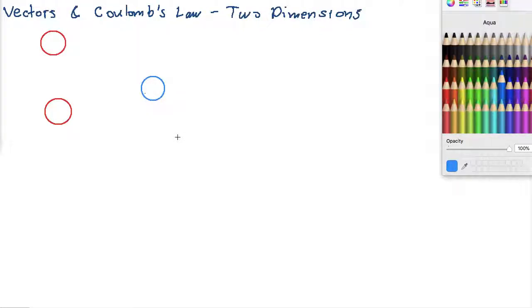So today we're going to pick it up with Coulomb's law and vectors in 2 dimensions. If you haven't watched our video on vectors and Coulomb's law in 1 dimension, I would suggest you go back and check it out, because otherwise this video will make no sense to you. Alright, let's begin.